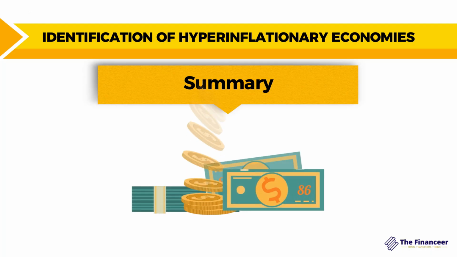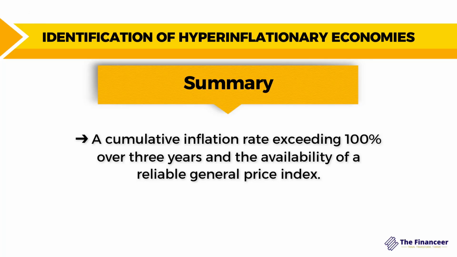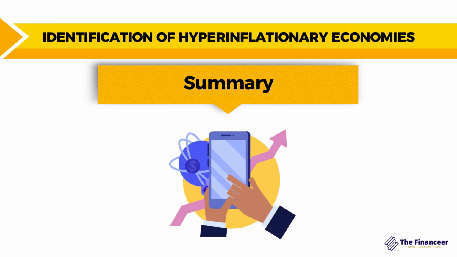Now, let's summarize. The identification of a hyperinflationary environment is based on specific criteria, including a cumulative inflation rate that exceeds 100% over the 3-year period determined in IAS number 29. And the availability of a reliable general price index is one of the key factors that we use in order to assess this condition. In the upcoming modules, we are going to explore how entities in hyperinflationary economies should restate their financial statements and address the challenge posed by extreme price increases. Stay engaged as we delve deeper into the practical aspects of implementing IAS number 29.